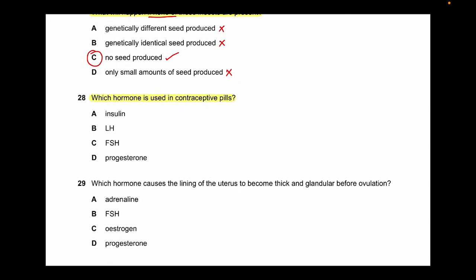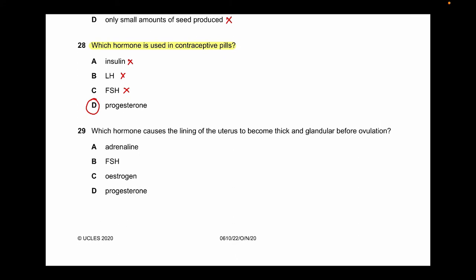Which hormone is used in the contraceptive pill? Contraceptive pill does not use insulin. Contraceptive pill does not use luteinizing hormone because it stimulates ovulation, or follicle stimulating hormone because it stimulates more follicles to be produced. Contraceptive pills do use progesterone, which prevents the breakdown of the lining of the uterus.